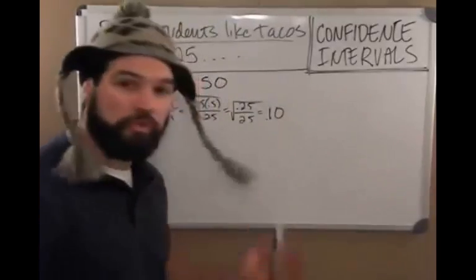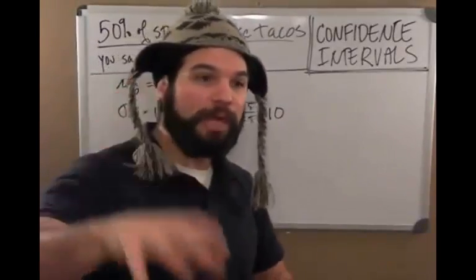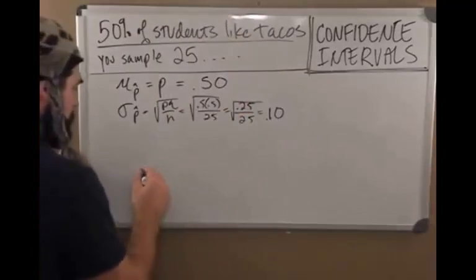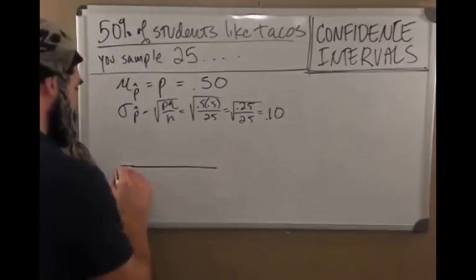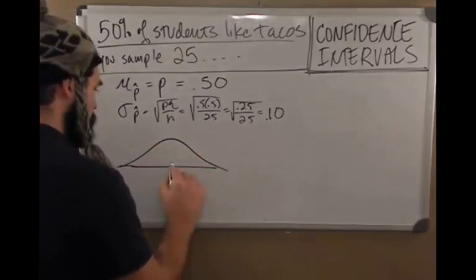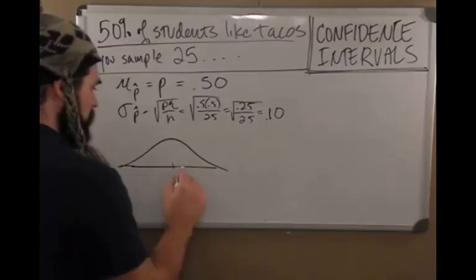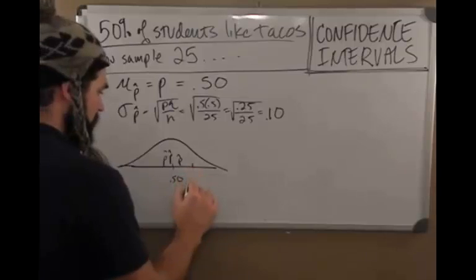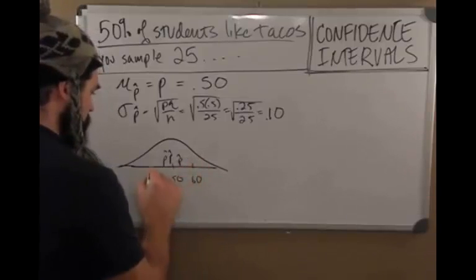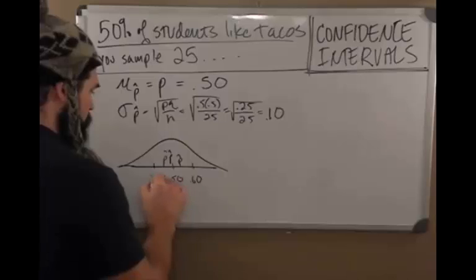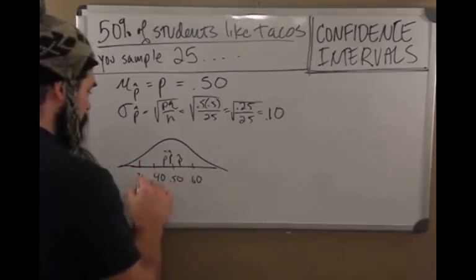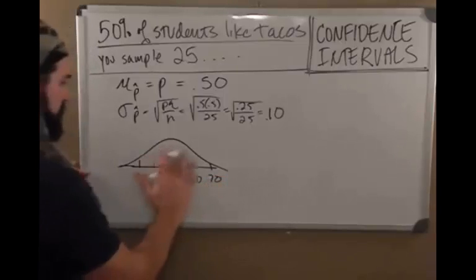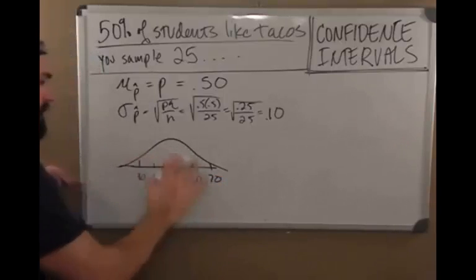Okay, so we can make a sampling distribution. If I went out and took samples of size 25 over and over again, because 50% of people like tacos, a lot of my p-hats will be near 50%. But sometimes I'll have a sample with more than 60% or less than 40%. Sometimes even less than 30% of my sample will like tacos, and sometimes more than 70%.